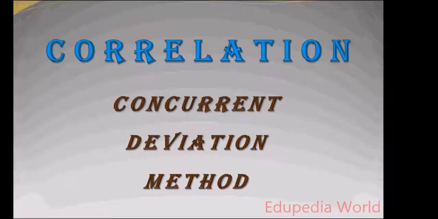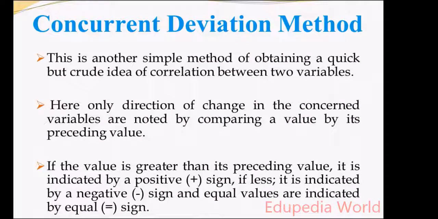This session we shall take another method of finding the correlation coefficient, and that is the concurrent deviation method. Concurrent deviation method is another simple method of obtaining a quick but crude idea of correlation between two variables. Crude in the sense that it takes into consideration only the direction of change in the concerned variable and not the magnitude.